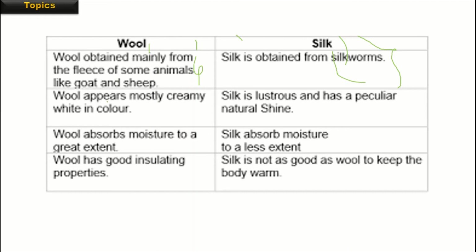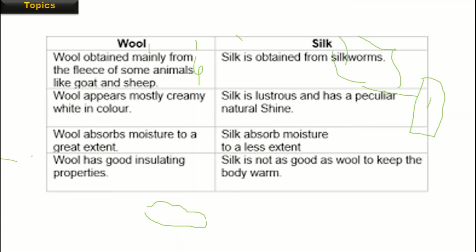Wool appears mostly creamy white in color, like vanilla cream. But silk is lustrous, which gives shine, so we are attracted to silk. It has a peculiar natural shine. We will not add any shine to that. It naturally has this shine.